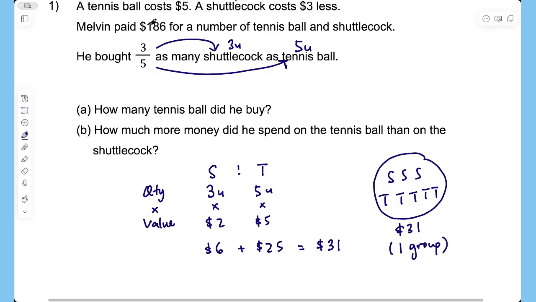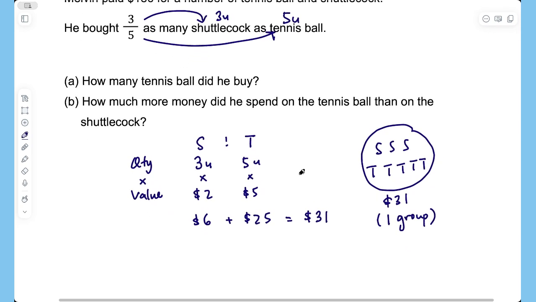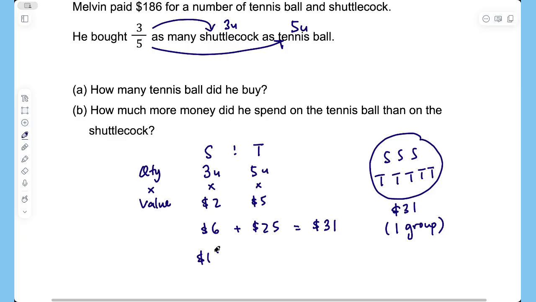Melvin paid $186 for all the tennis balls and shuttlecock. That means we take 186 divided by 31. That gives us 6 groups. That means there are 6 groups of these. And in each group, there are 3 shuttlecock and 5 tennis balls.